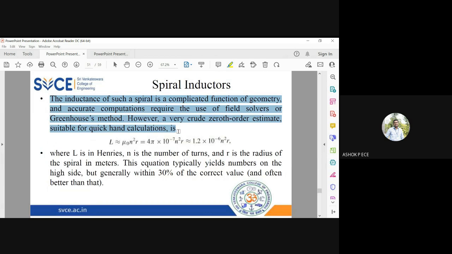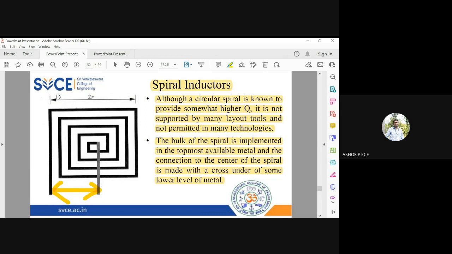So inductance of such spiral inductors is a function of geometry. As you know, you will have a radius coming into picture. So the inductor formula, you see, the inductance is mu naught n square into R. Mu naught, you know, it is 4π times 10 power minus 7. N is going to be the number of turns, and R is going to be the radius of the spiral. So here we will not say radius. We can say it is half of the length of your rectangle.